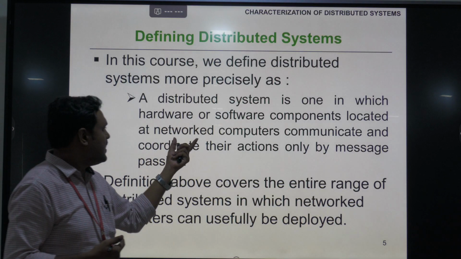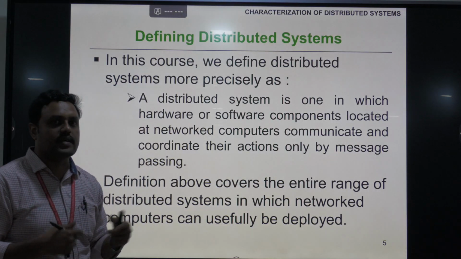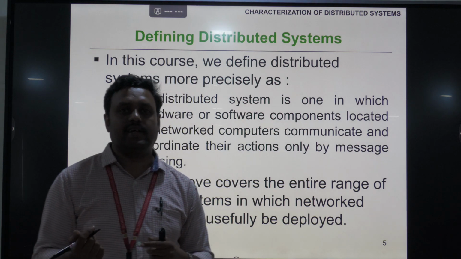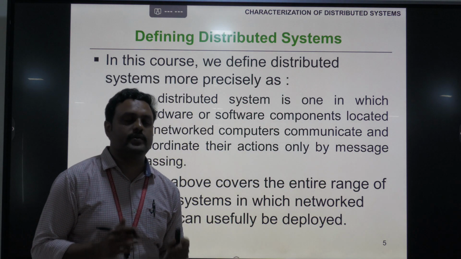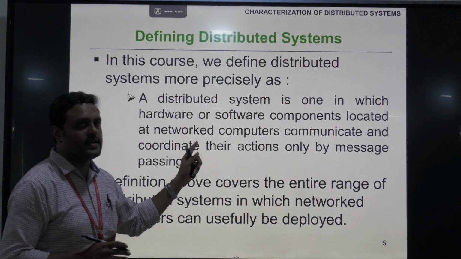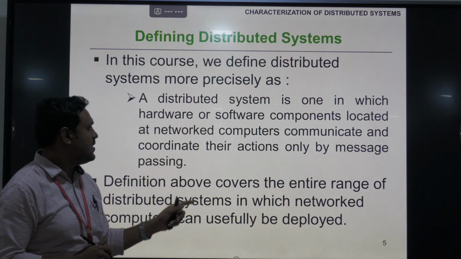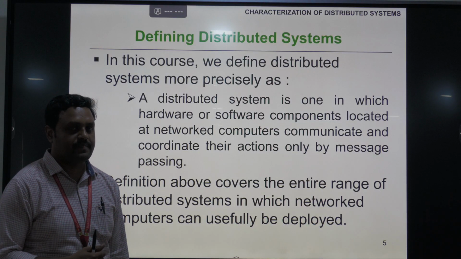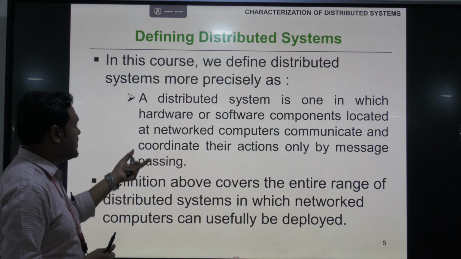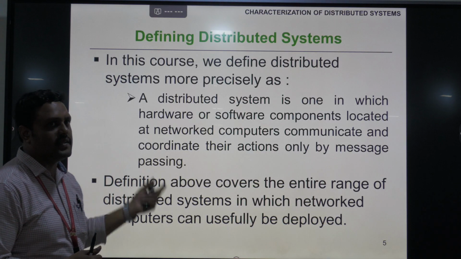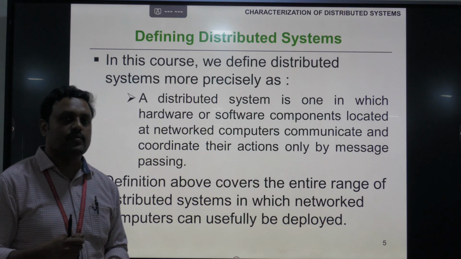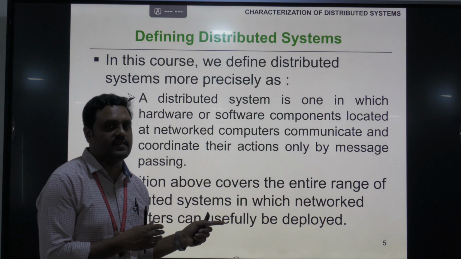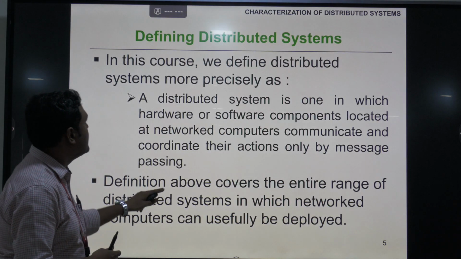And the next one, communicate and coordinate. The computers communicate and coordinate with one another to perform a specific task. That is another characteristic, with their actions and message passing. It is done only with the help of message passing. So that is the precise way of defining distributed systems, in which only a few of the characteristics are shown. Apart from these, there are many others. We'll see them in the upcoming topic.